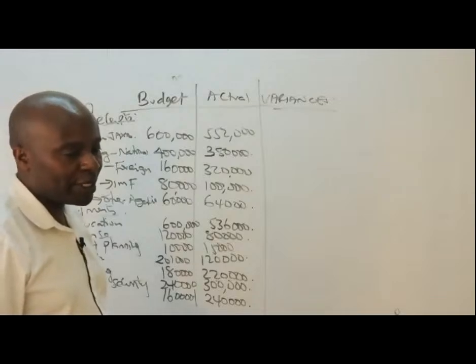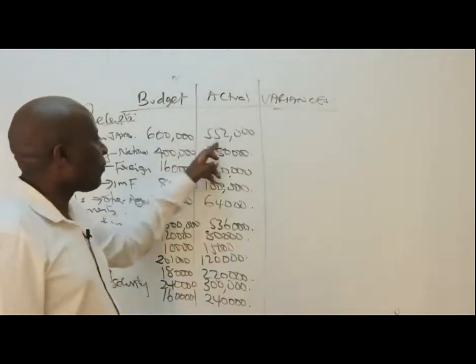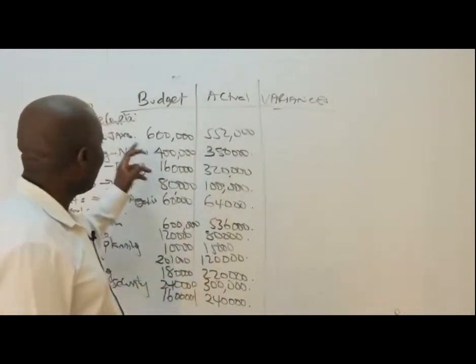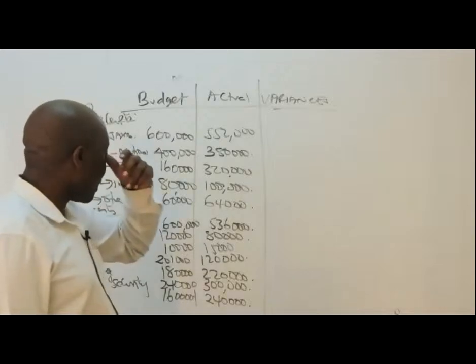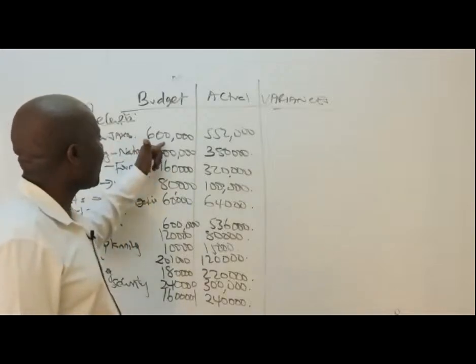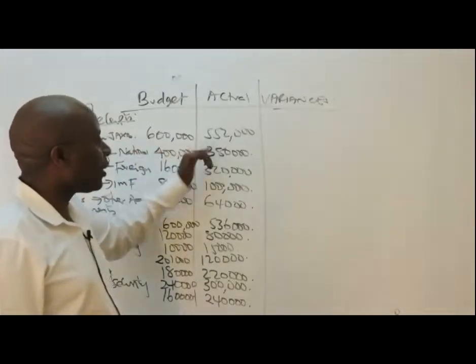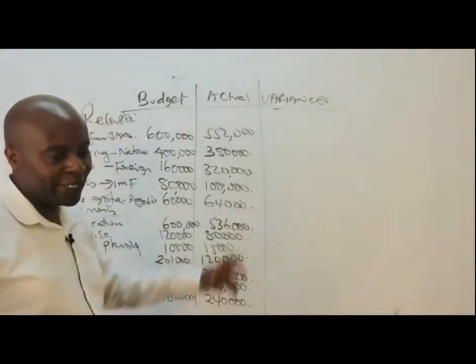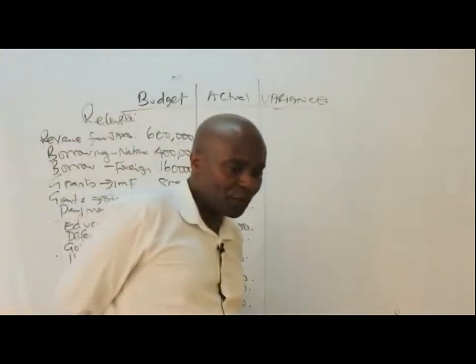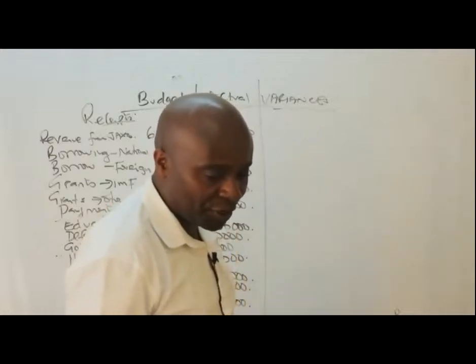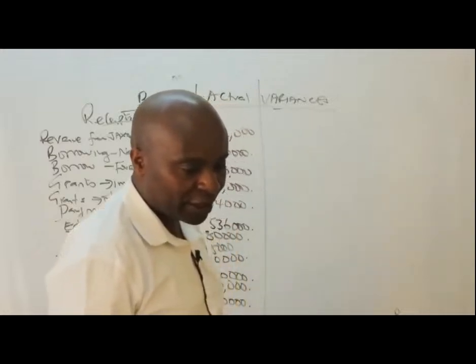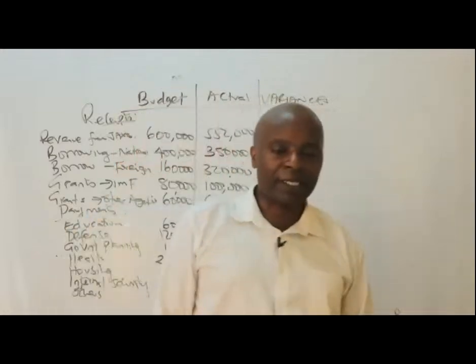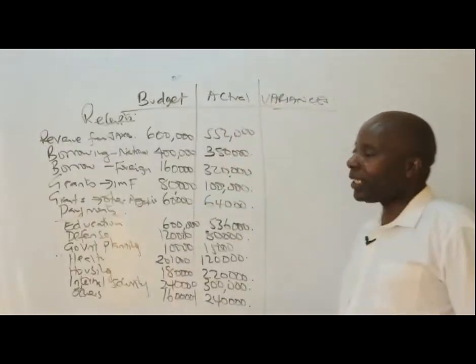So budget versus the actuals. For taxes, we expected to receive 600,000, but we got 552,000. Could you kindly give me that difference? The difference is what we are calling variance. So Dennis tells me 8,000. Is that okay?